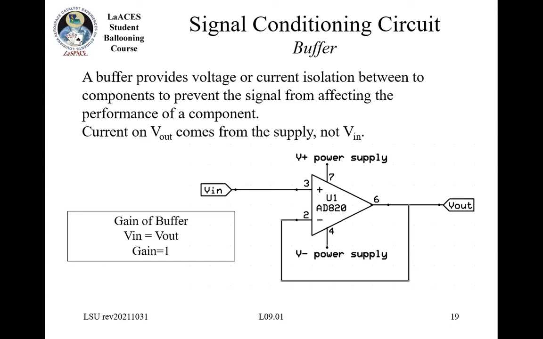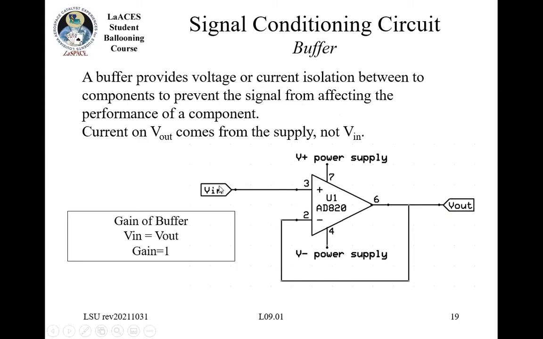Well, what this is useful for is whatever current is getting drawn from V out, that charge is coming from the power supplies. It's not coming from V in. It's not coming from your sensor. So you can actually have a large amount of current coming out here, and you won't have any current drawn here.